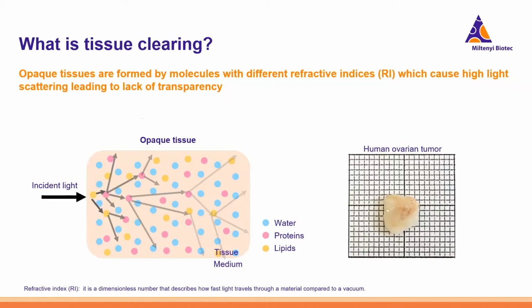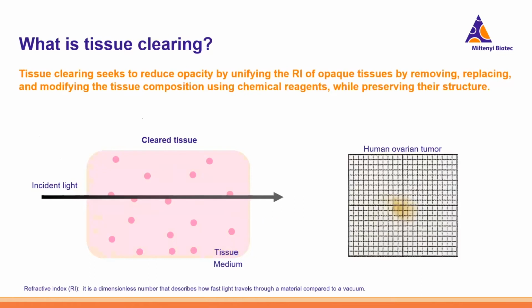And tissue clearing has the aim to reduce this opacity by unifying the refractive index of these opaque tissues, either by removing, replacing, or modifying the tissue composition via chemical reagents. Importantly, you have to preserve the structure for this. So in this example, the proteins would stay at their place because those are the ones that should be analyzed, but the rest of the tissue has been matched with a refractive index to these proteins, and the incident light can shine mostly through.